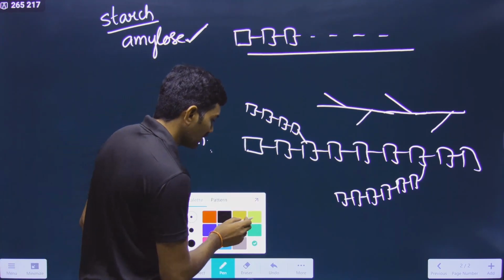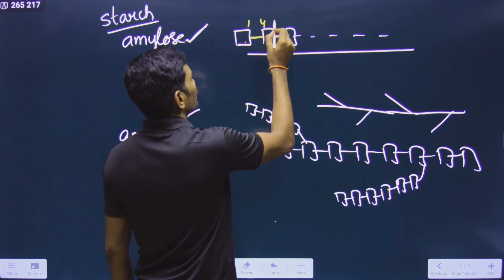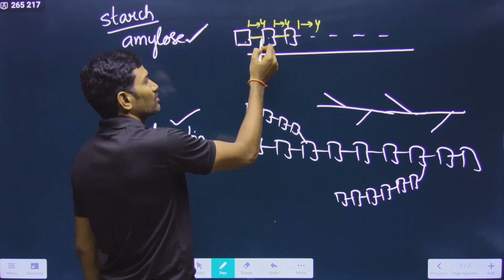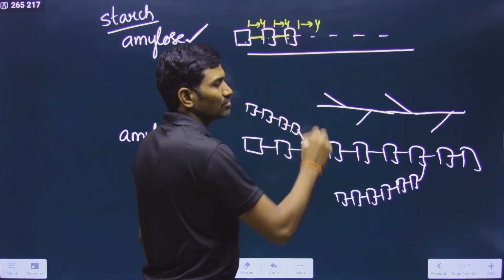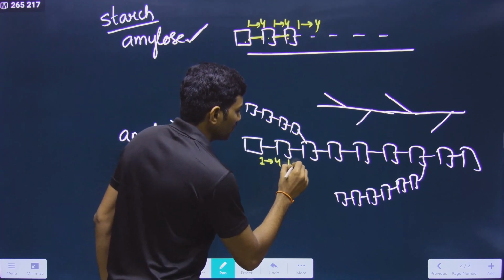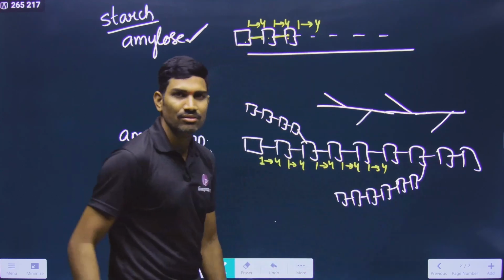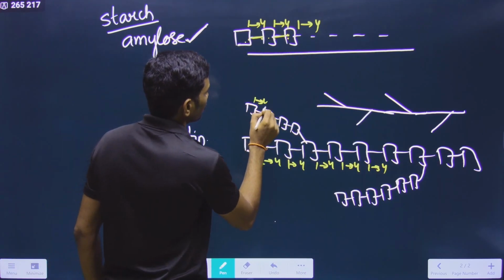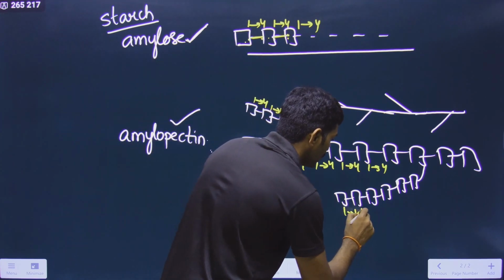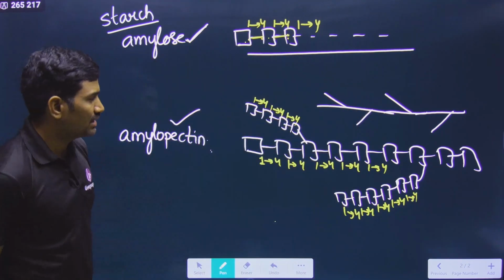Now observe the bonds carefully. In the case of amylose, they are all linear. This is carbon 1 and this is carbon 4. So carbon 1 of the first one is bonded to carbon 4 of the next one, and in this way they are attached. Here also we observe the same thing: 1 of this, 4 of this, 1 of this, 4 of this. So in this main line there is a 1,4 linkage. Same here also. This is what we observe in the main chain.